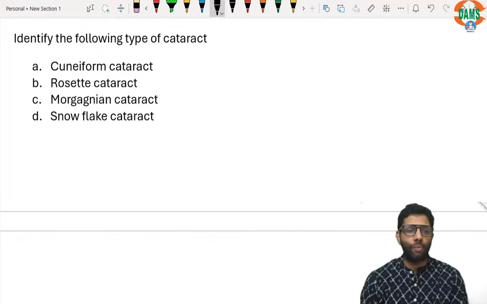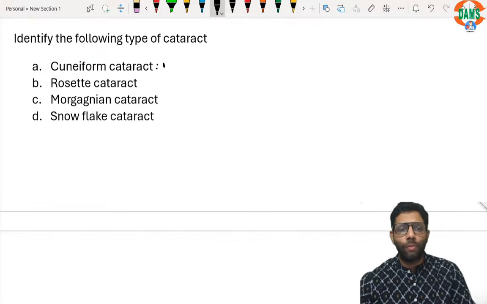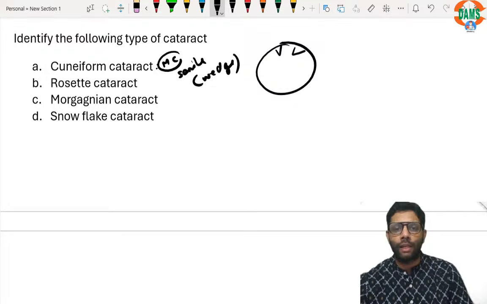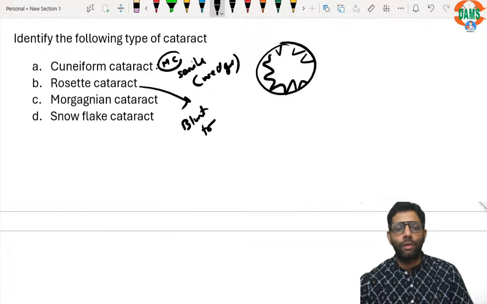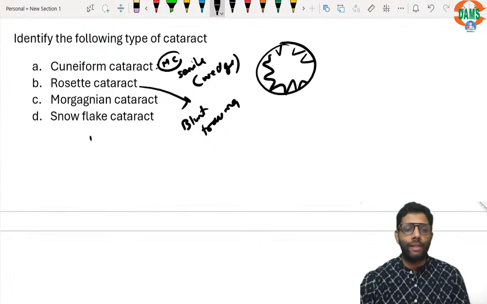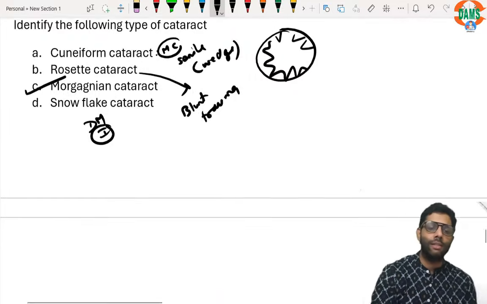Identification of the cataract is very important. Cuneiform is the most common senile cataract, in which there is a wedge-shaped cataract in the periphery, like a wedge-shaped cataract. It is a cortical cataract. Rosette cataract is seen in blunt trauma, like a star-shaped cataract. Snowflake cataract is seen in diabetes mellitus type 1. Morgagnian cataract is the answer.